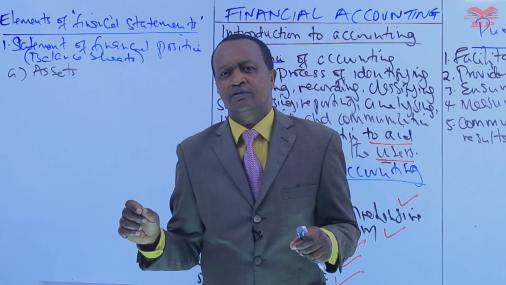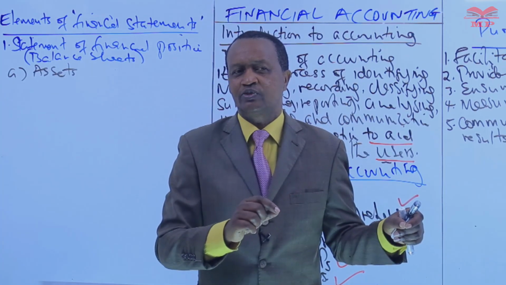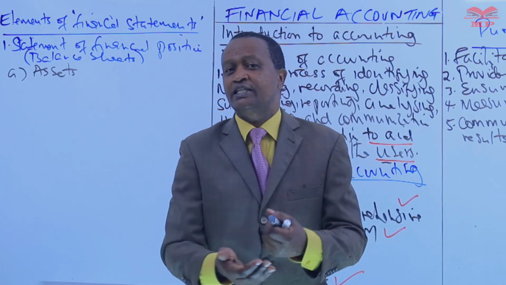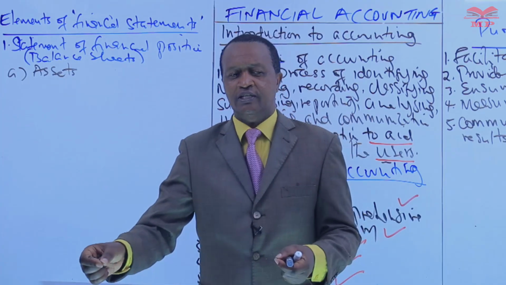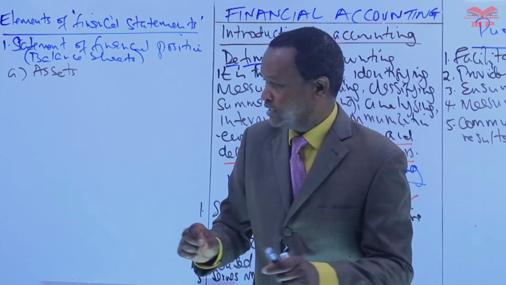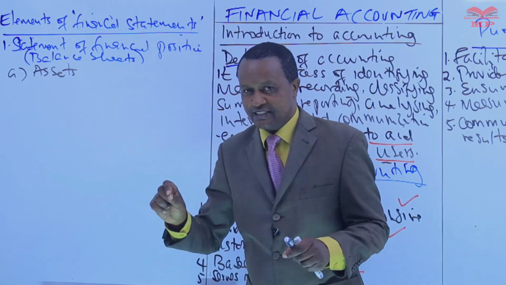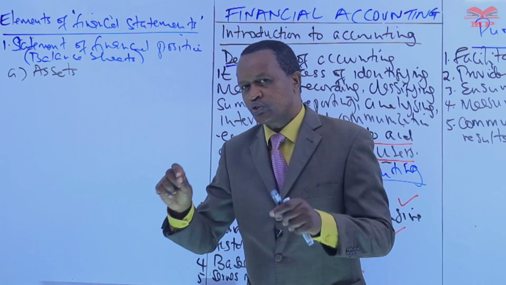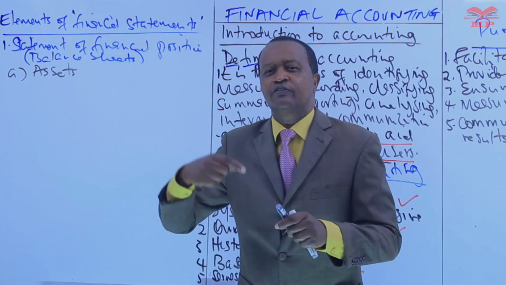Okay? If a company has an asset known as land, that is to say that there has to be evidence that the company owns that land. Evidence could be the title deed. And the company should also have control over such an asset. So the first element in a statement of financial position is assets. And I'm defining assets as resources owned or controlled by a company that have future economic value.